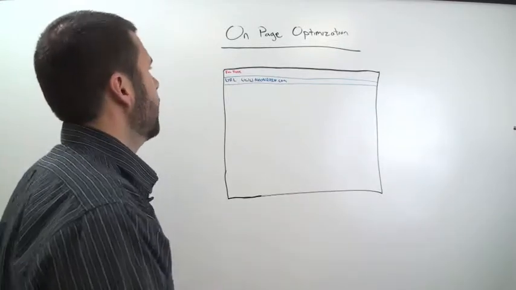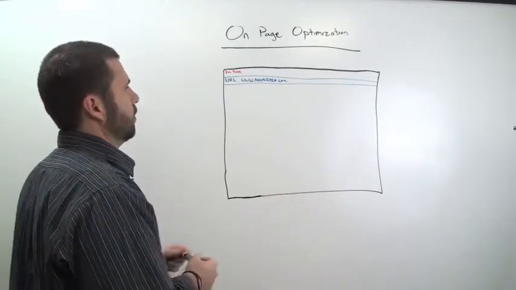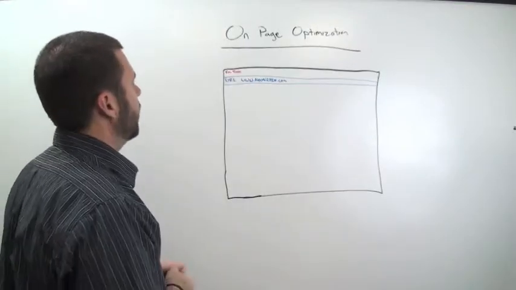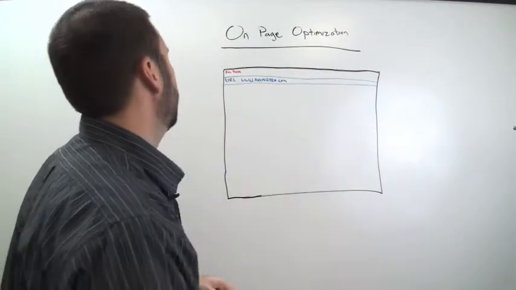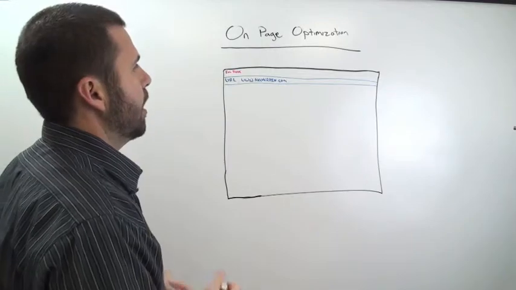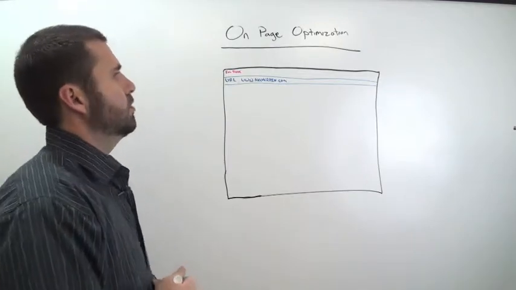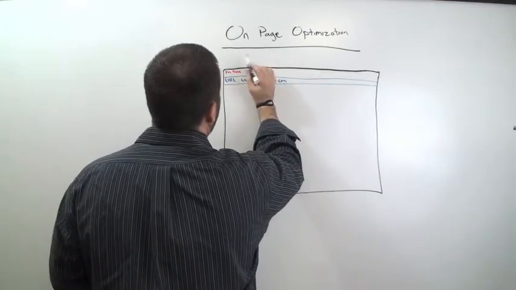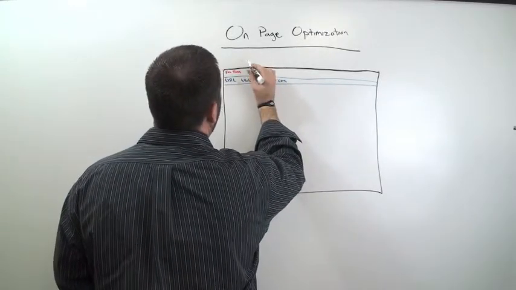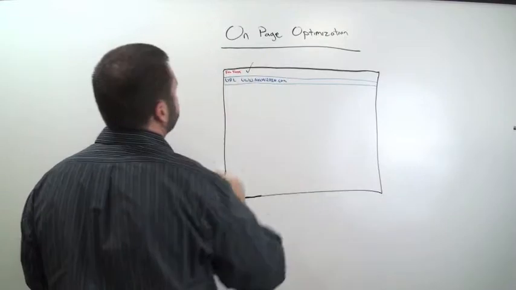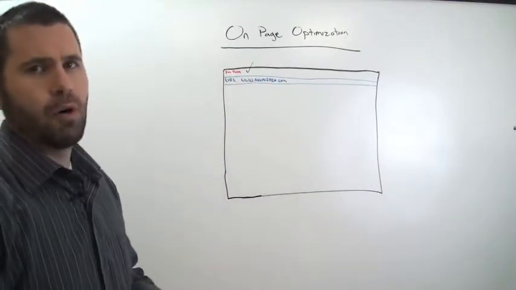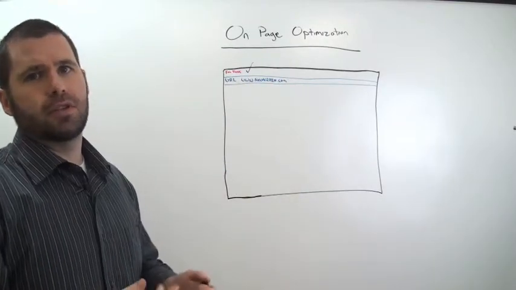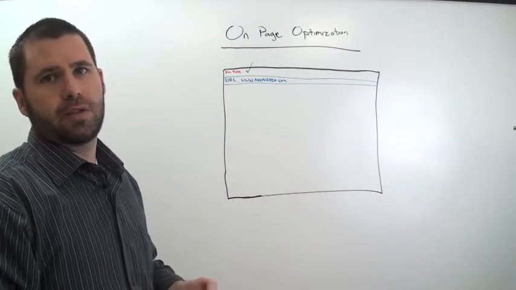So basically, what I have drawn up here is our browser. I'm here in Firefox, and I type in our URL, neonrain.com. The first thing I want to talk to you about is your title tag. Your title tag is normally what you see above the browser or above your URL, somewhere up in this area. The title tag is fairly important. It's basically the first thing the search engine sees when it indexes your page.